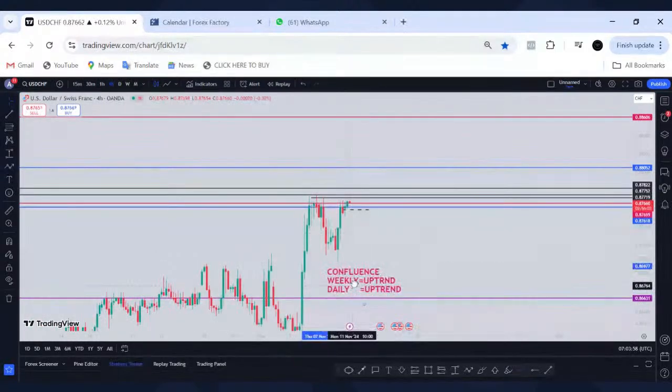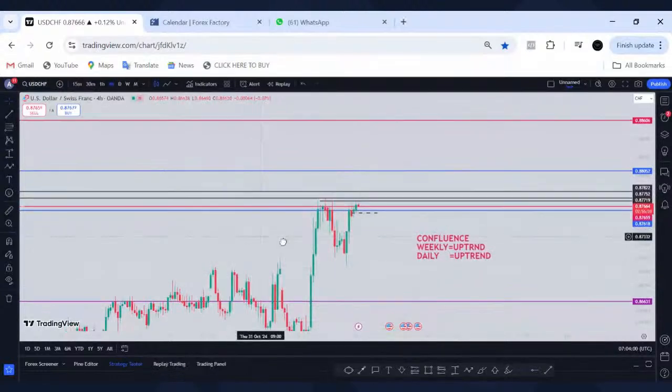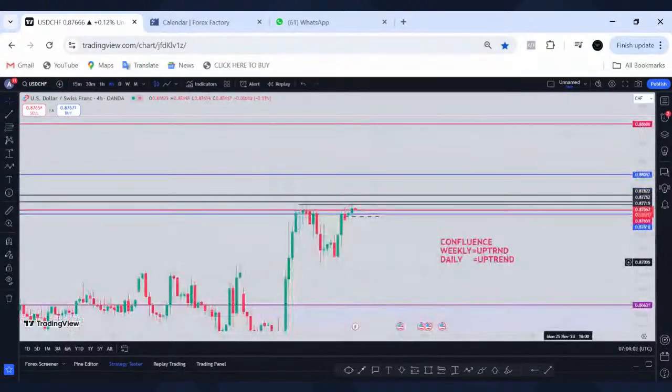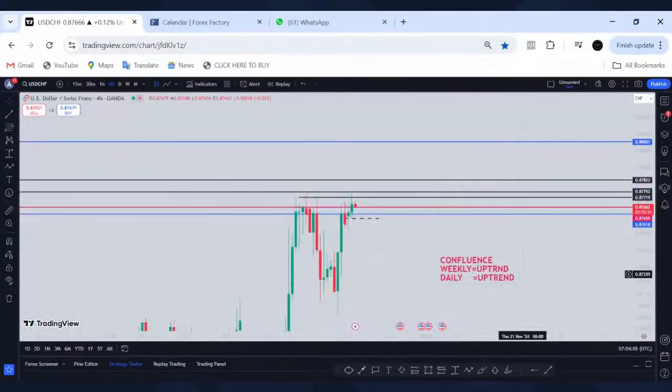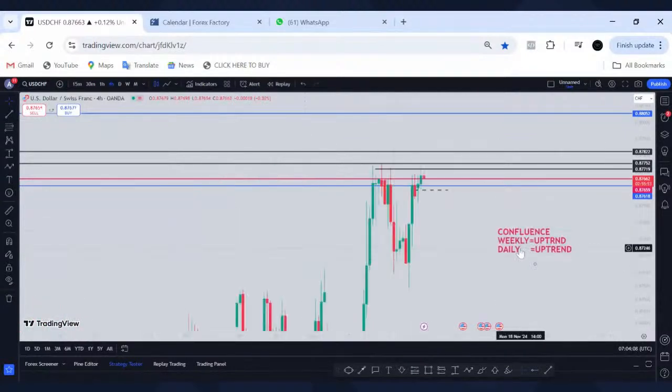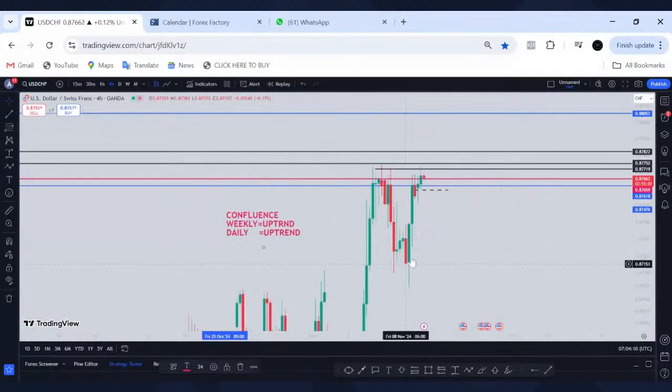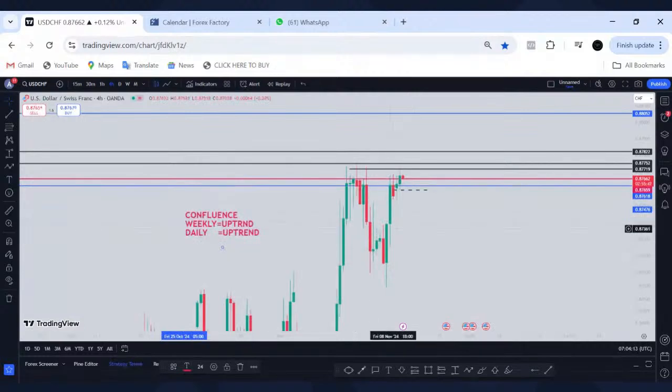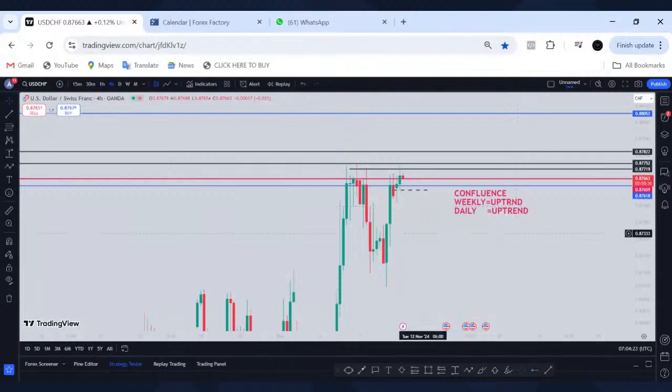So we had a second chance to enter, but the time of the day wasn't favorable for us, so we decided to let it go. You get it? We decided to let it go. On Friday, we had an opportunity when price broke out to enter the continuation of the trend, to enter the buy, but we got stopped out.